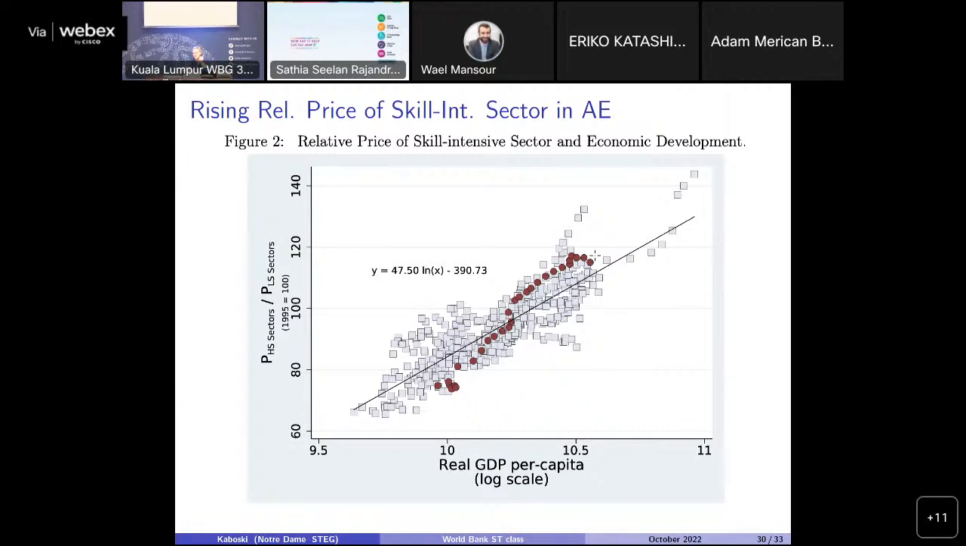So the first force for structural transformation is the biased productivity, which manifests in changing relative prices. The second big force for structural transformation is income effects.